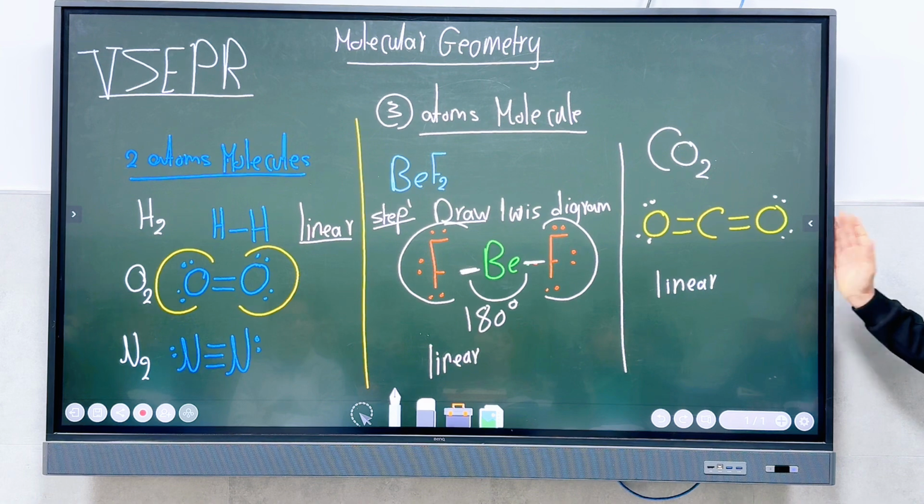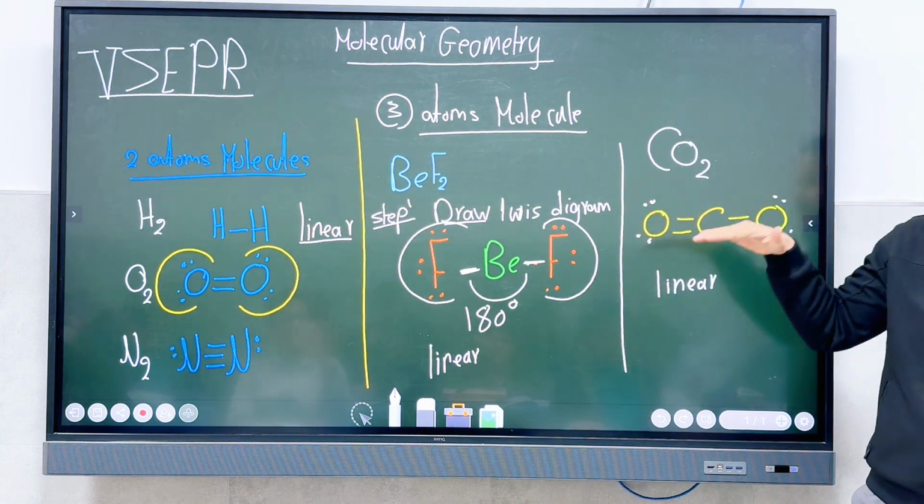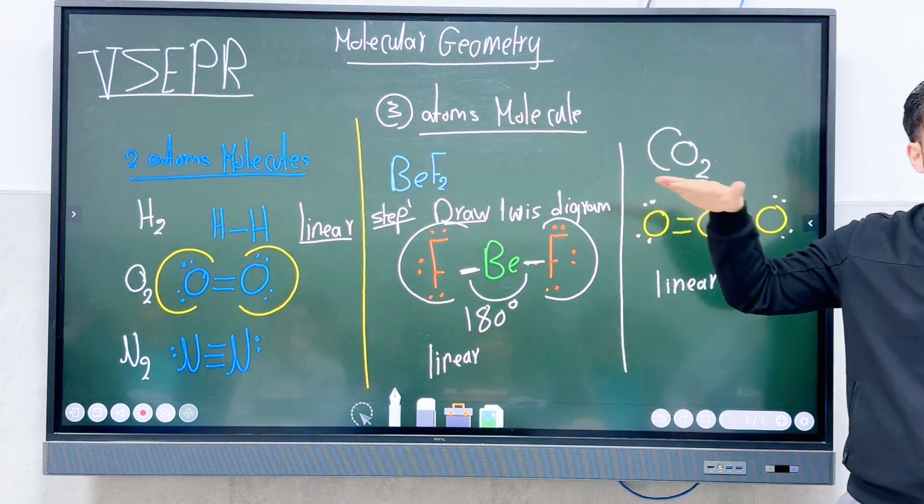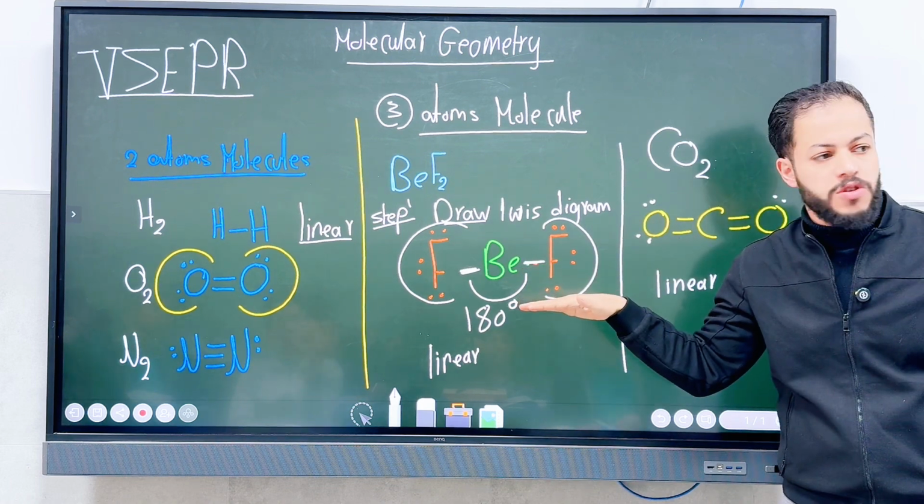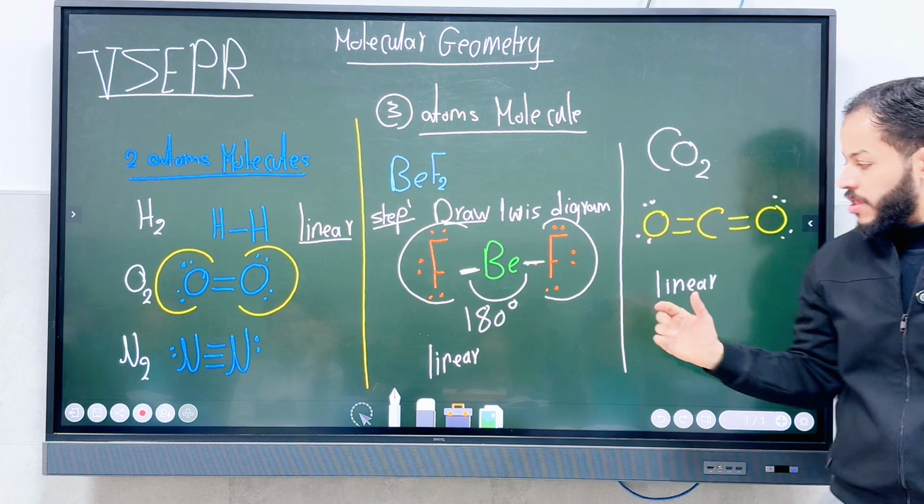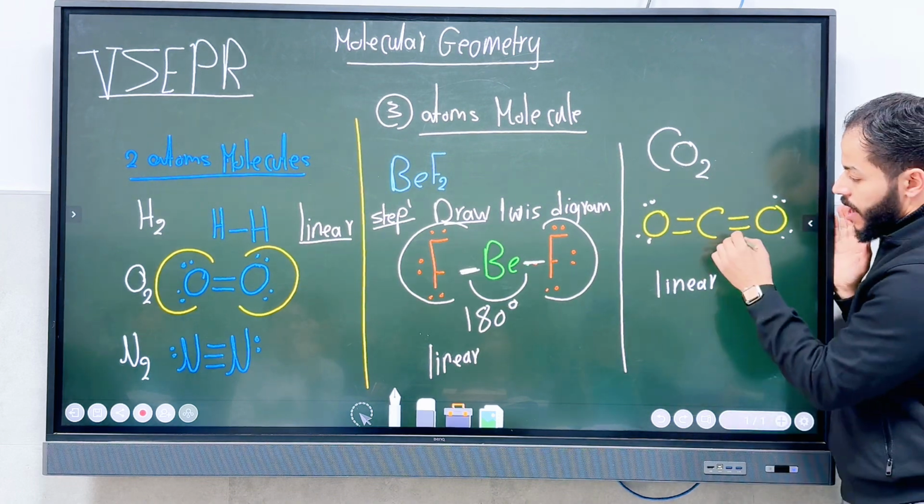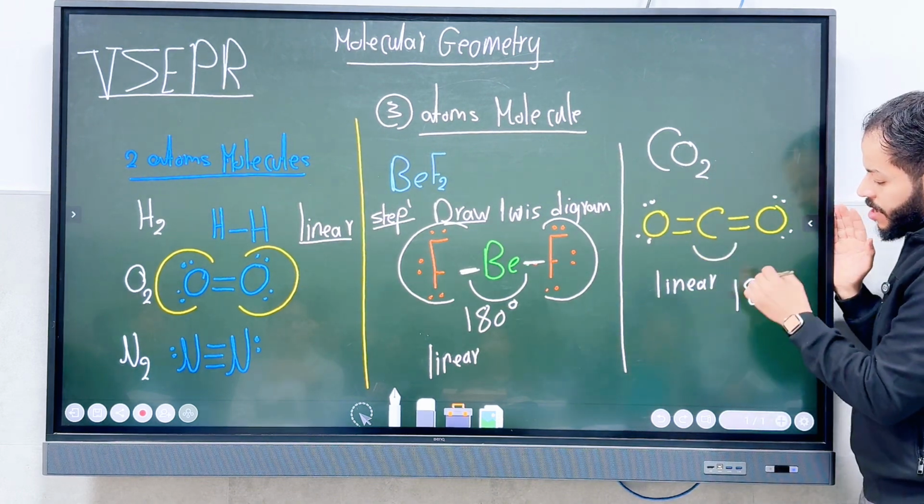Do we have any lone pair on the central atom here? No. Okay. Do you understand the steps, guys? We determine the number of atoms, we draw the Lewis structure, then we apply the understanding of valence shell electron pair repulsion, how the electrons will repel from each other. Then we determine the shape and the angle, 180 degrees.